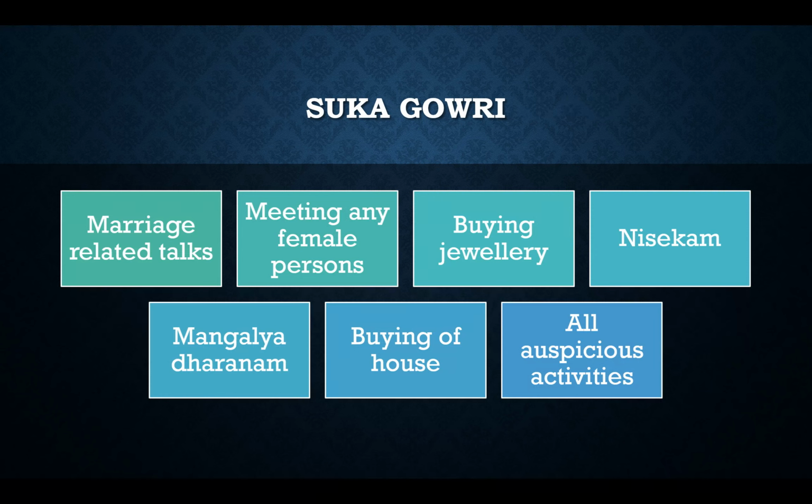Next is Sukha Gauri. The name itself indicates happiness, and it is represented by Venus. Marriage related talks, meeting any female person. Female person means any convincing of the female gender may be easier during that Gauri. Buying jewelry, and Nishekam, again the first contact between the husband and wife. Mangalya Dharanam means wearing your Mangal Sutra for the first time. Some people will go to Tirupati and change their Mangal Sutra. So that can be done during this Sukha Gauri time. Buying a house, or auspicious related activities again can be done in this Sukha Gauri.